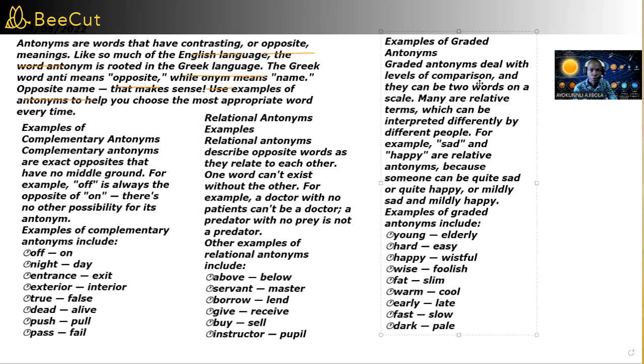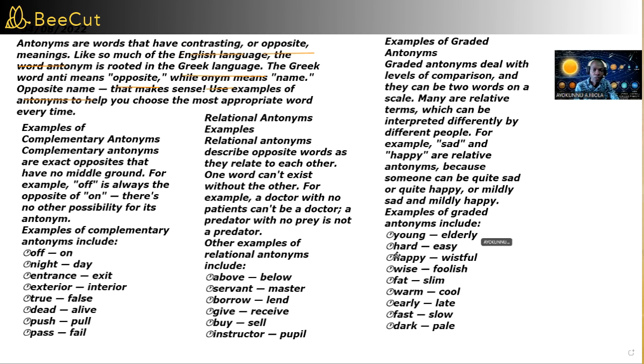Graded antonyms deal with level of comparison. They can be two words on a scale. Many are relative terms which can be interpreted differently by different people based on what they're going through. For example, sad and happy are relative because someone can be quite sad, very sad, so sad, or extremely sad. And someone can be quite happy, mildly sad, mildly happy, and so on.